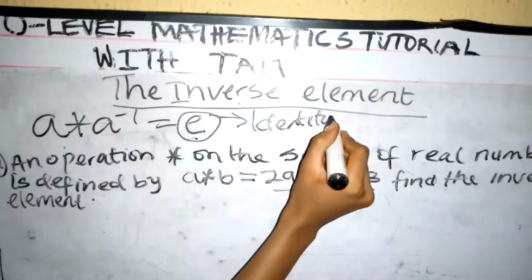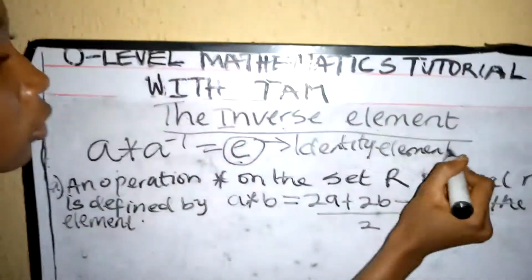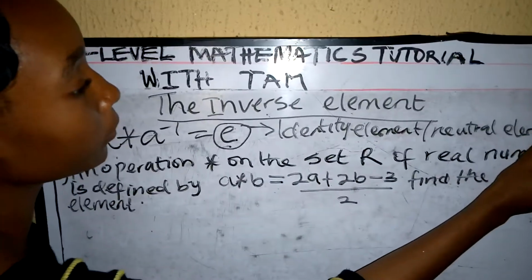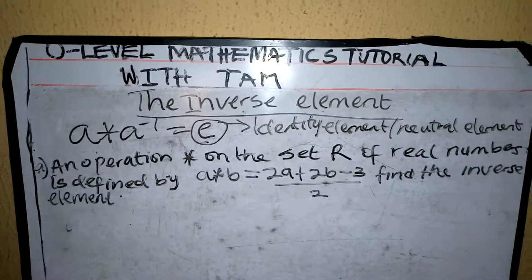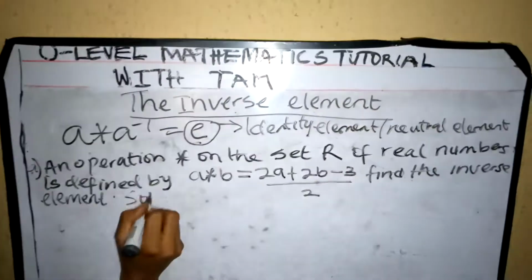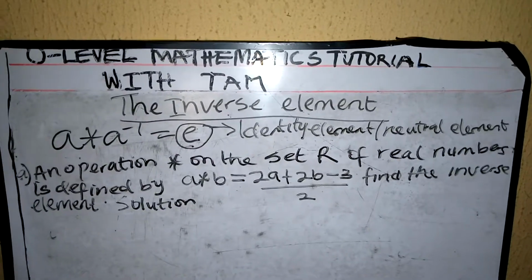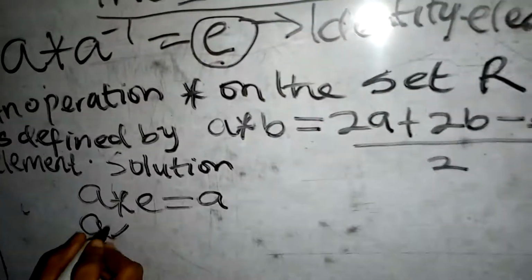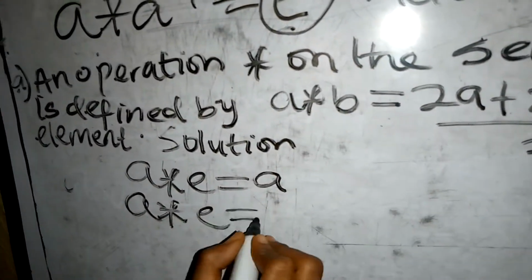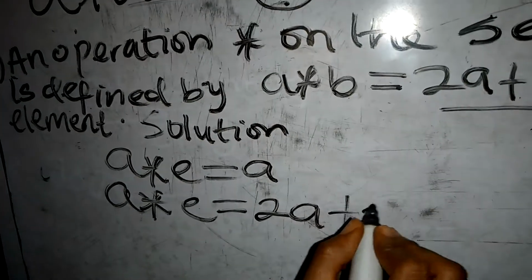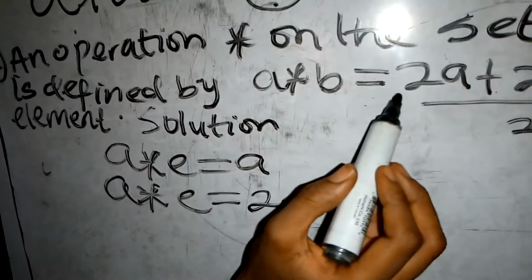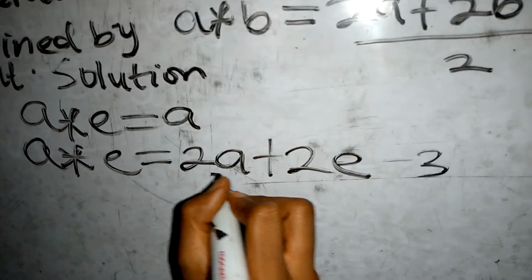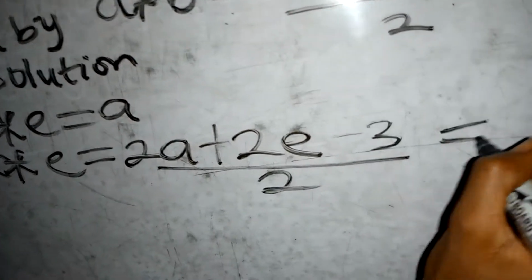E is the identity element or the neutral element. To find the identity element, let's get it. The identity element will say A star E equals A, and A star E using this operation equals 2A plus 2E minus 3 over 2 equals A.